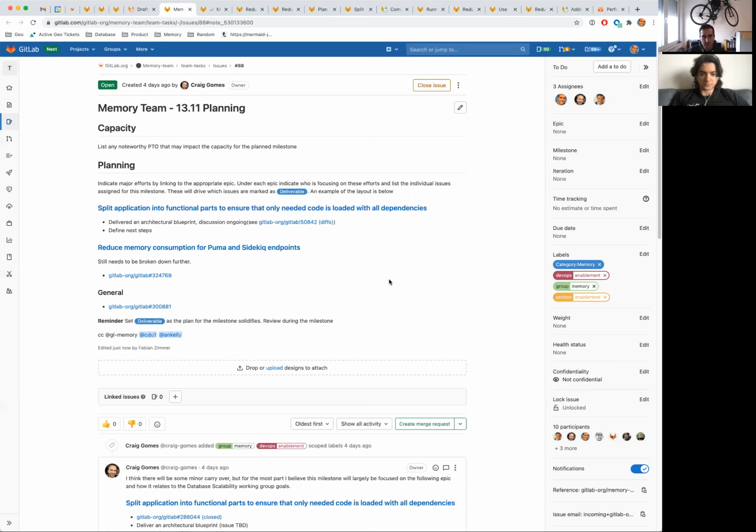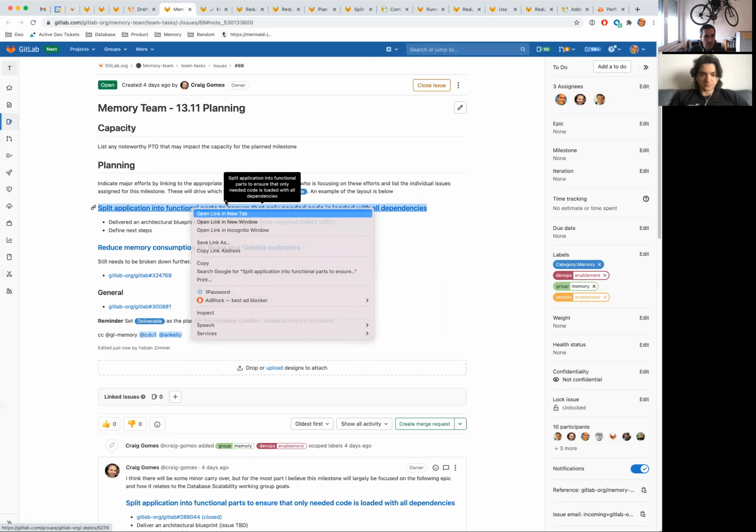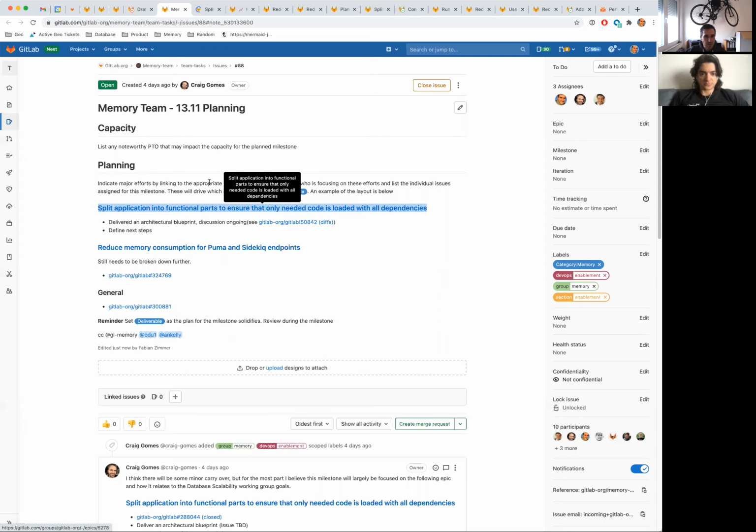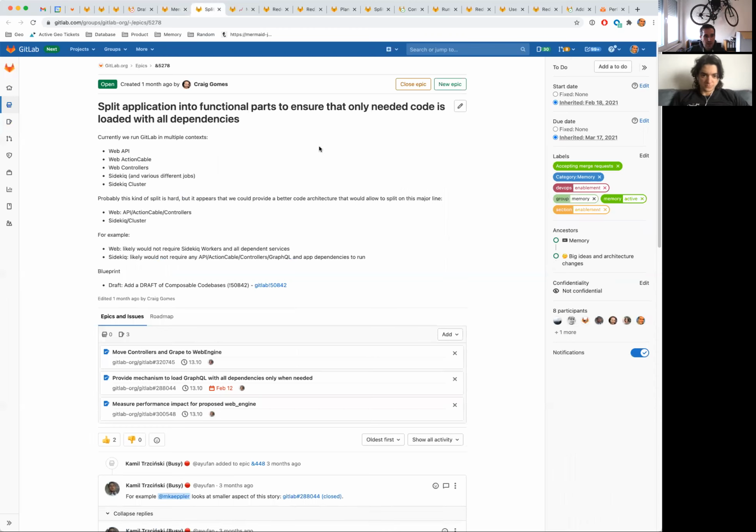for 14.0. So the first thing that I wanted to talk about is the splitting of the application into functional parts to ensure that only needed code is loaded with all dependencies. And this has been something where Nicola was really involved driving this. So this is a huge architectural change that provides many benefits. For the memory team, obviously quite important is the overall reduction in memory consumption.